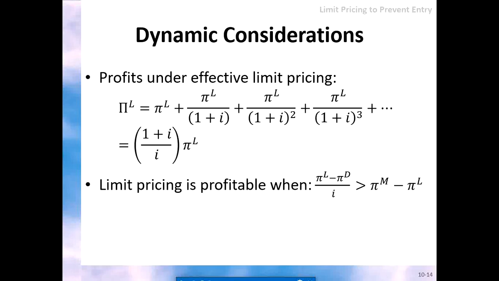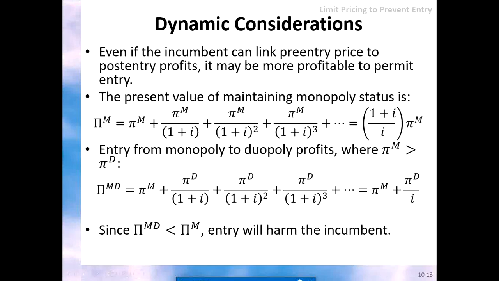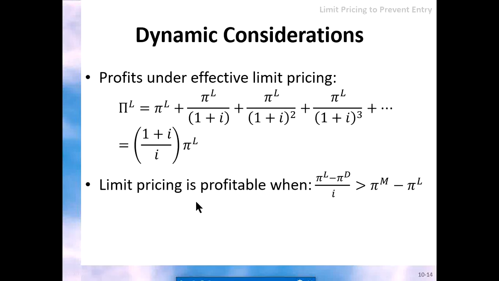Rearranging the previous equation of pi L and pi md, we will have this. Limit pricing is profitable when (pi L minus pi d) divided by i is greater than pi m minus pi L.